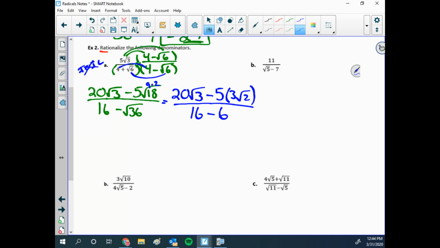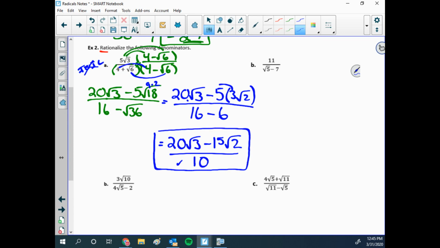So I will try to continue simplifying here. Again, I can't touch this one, 20 root 3. This would just get multiplied together, so minus 15 root 2 over 10. So I know I've successfully rationalized the denominator because I'm just left with a rational number on the bottom. I don't have a radical. And I can't simplify my numerator any further because these are not considered like radicals.